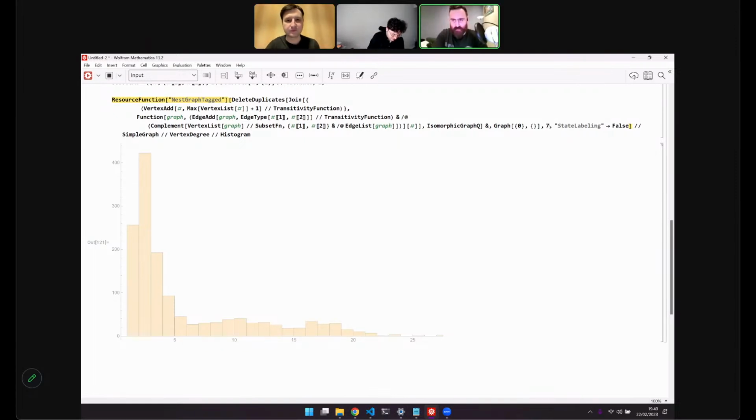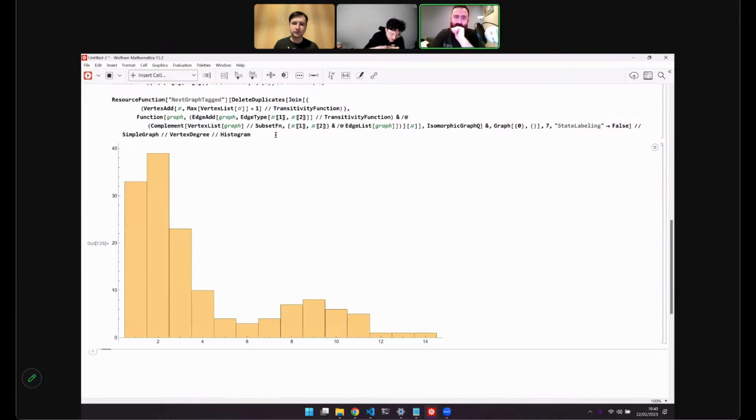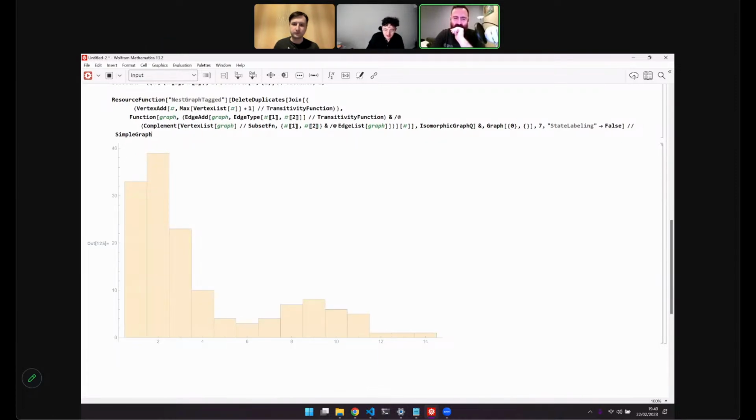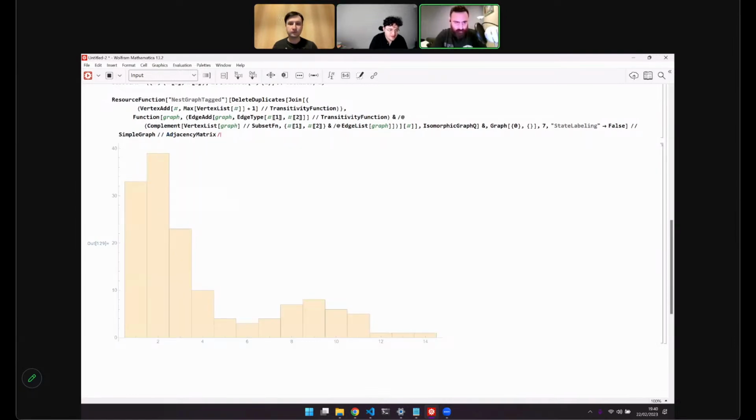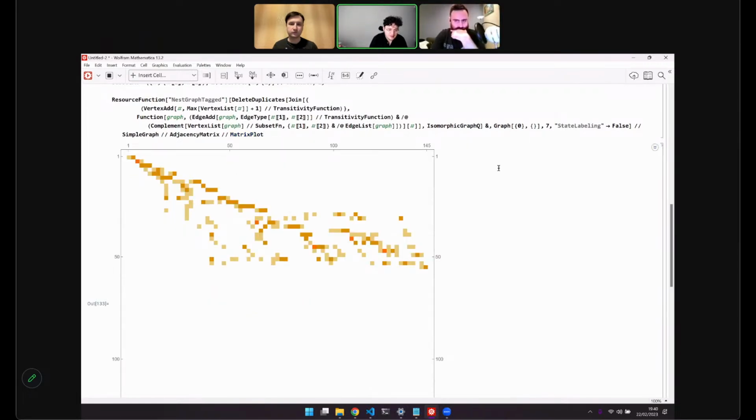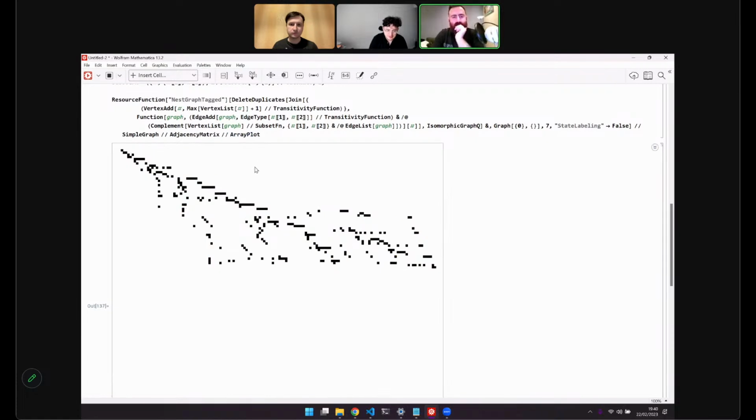Now, what are you looking for in these histograms? I'm just looking at the vertex degree histogram to see if there's anything. What is this really telling us? I don't know. What was the adjacency matrix telling us? I hadn't seen one that looked like that. It's kind of non-trivial. It's not tree-like.